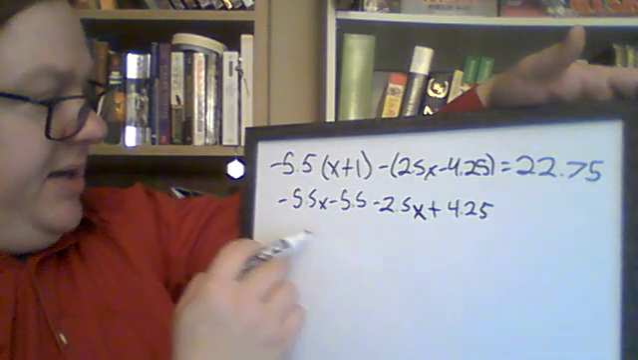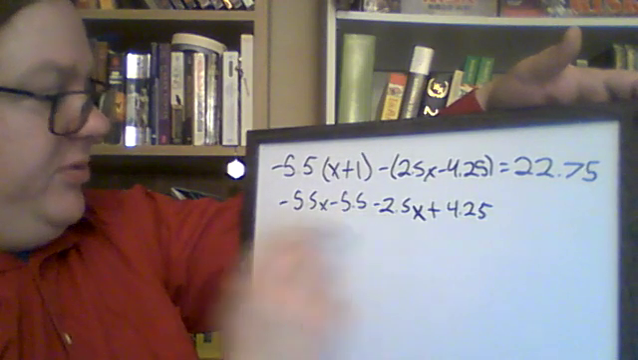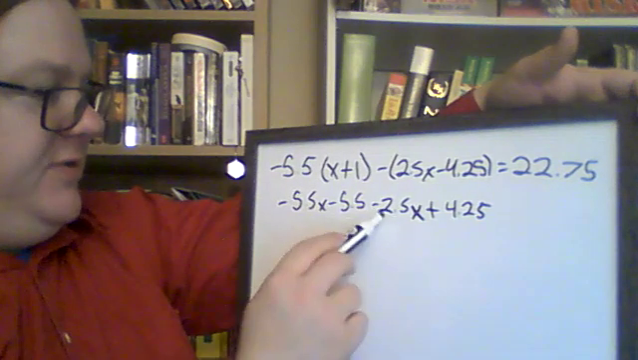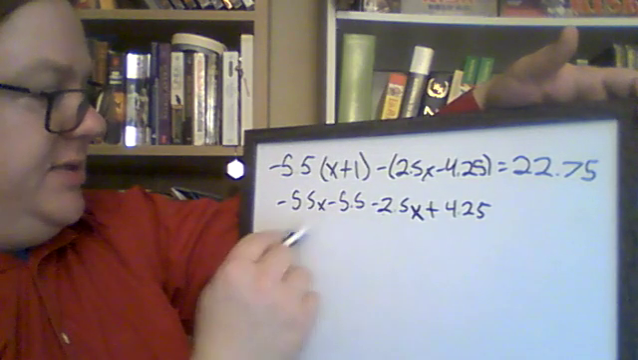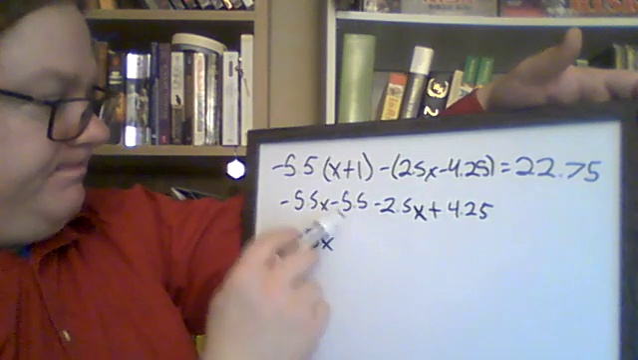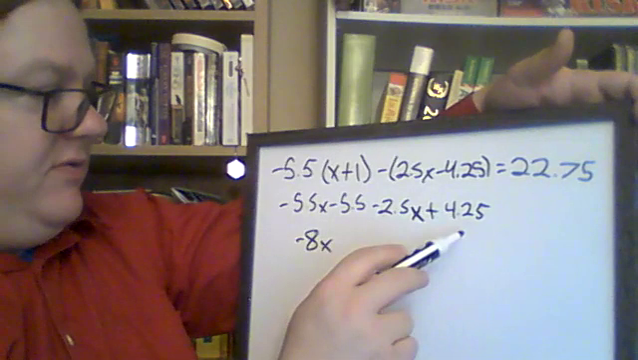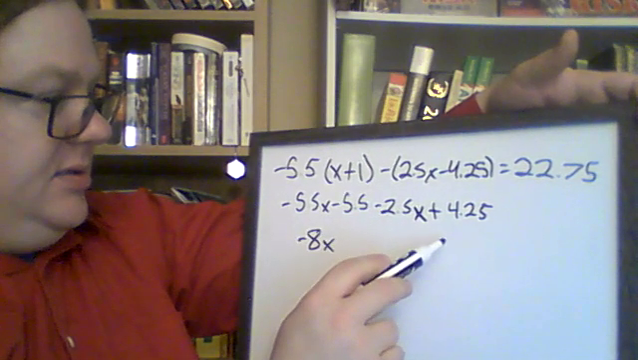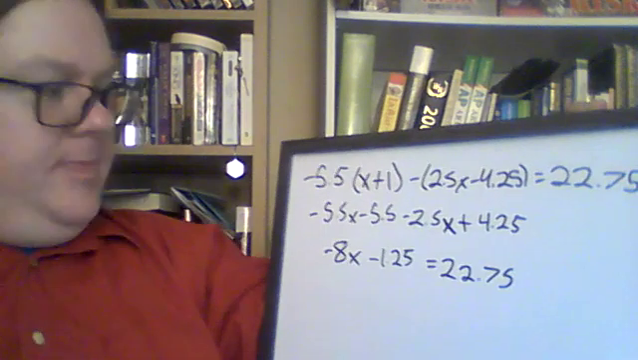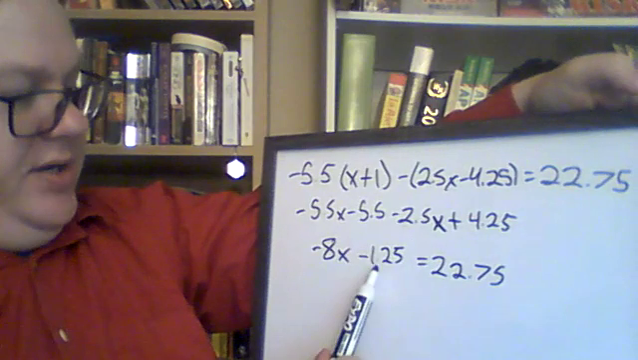Okay, so now I'm going to combine like terms. I've got this 5.5 and this 2.5. They're both negative, so they combine together to make 5 and 2 is 7. 0.5 and 0.5 is 1, so that's 8. Negative 8x. Negative 5.5 plus 4.25 is going to be something. Hold on, let me get a calculator. Okay, negative 5.5 plus 4.25 equals negative 1.25.